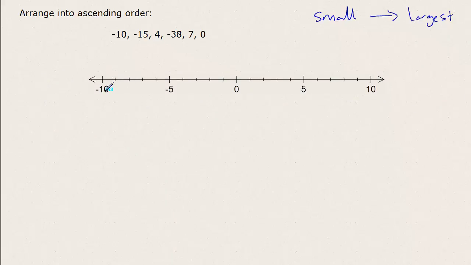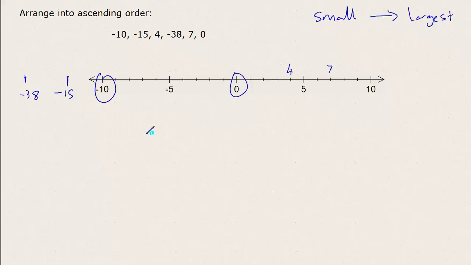So negative 10 is just here. Negative 15 would be further away from 0. 4 would be here. Negative 38 would be way over to the left. 7 would be just here, and 0 is here. So you can see negative 10 and 0 already.